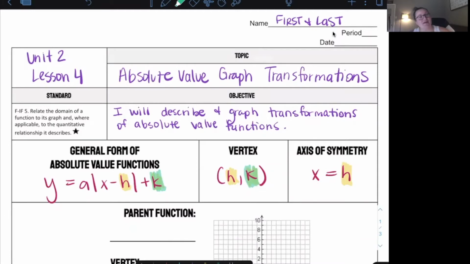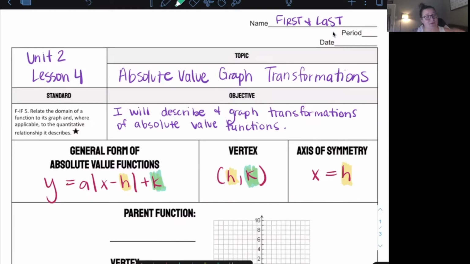I'm Miss McGuire, and today we're going to get started on Unit 2, Lesson 4. Don't forget to put your first and last name, period, and the date in the top right-hand corner of your notes. Today's topic, absolute value graph transformations. The objective for today, I will describe and graph transformations of absolute value functions.